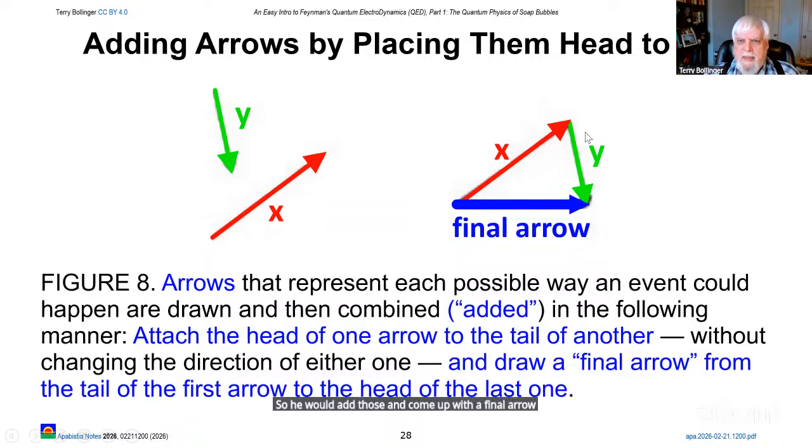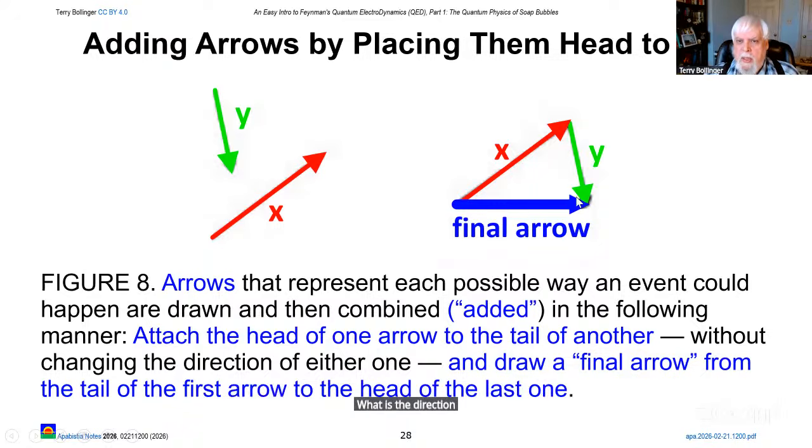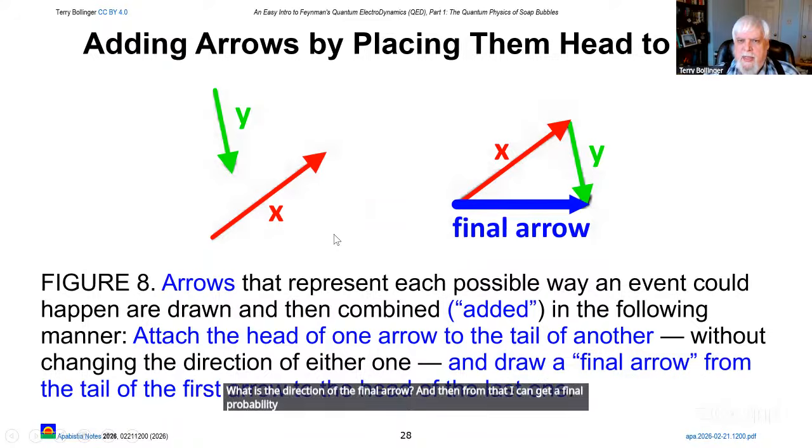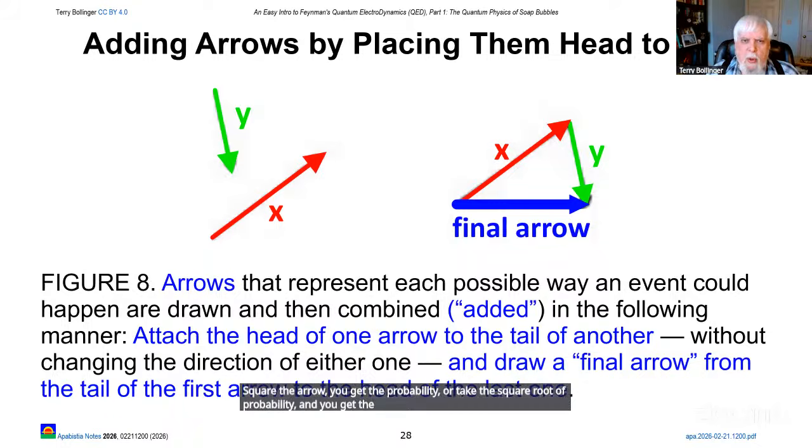So the arrow would then say, okay, if I add this one this way and that way, and these are arrows, these are not just sums, these are actual directions. What is the direction of the final arrow? And then from that, I can get a final probability. So this is an oddly simple way of doing math. He's just saying, take the arrows, arrows have direction, square the arrow, you get the probability, or take the square root of probability and you get the arrow. Either way, you go back and forth between these two.